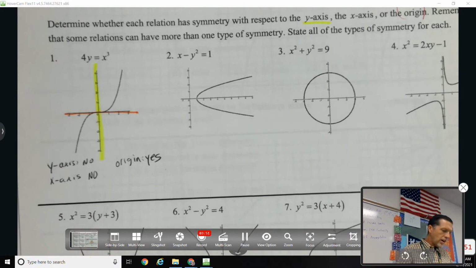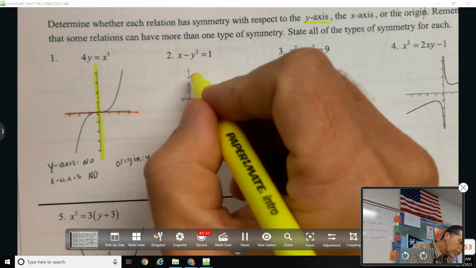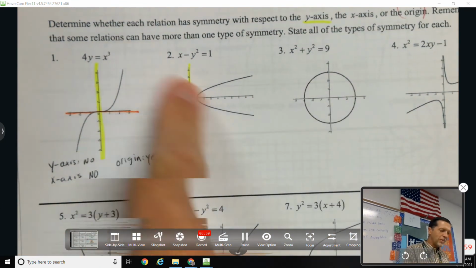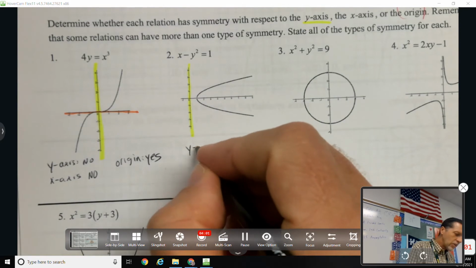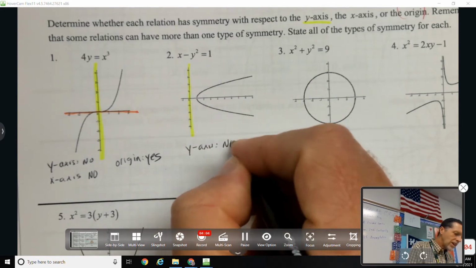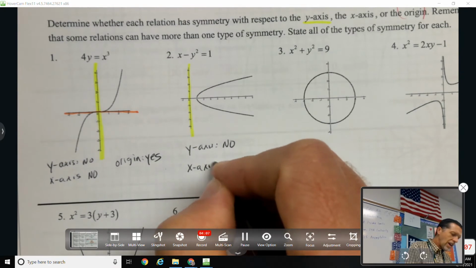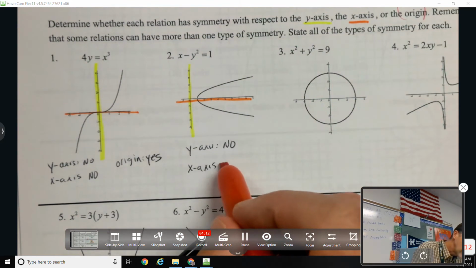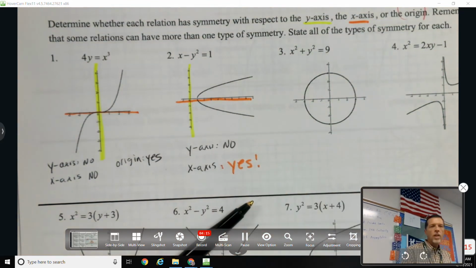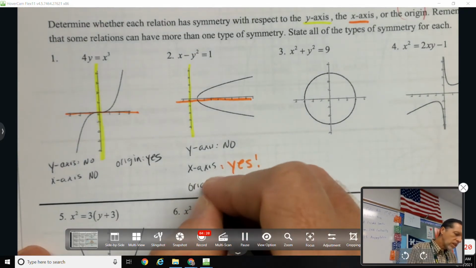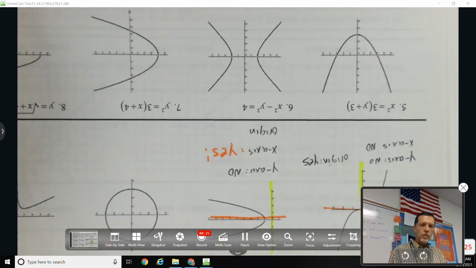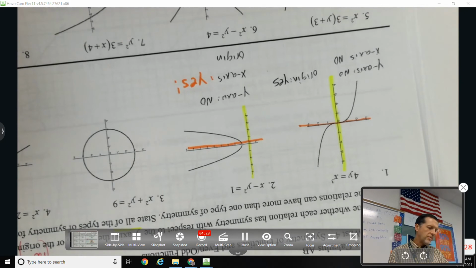All right. Number 2, does it have symmetry with the y-axis? No. If I flip it over there, it'd be over there. Yeah, there's nothing over there. So y-axis is a no. How about the x-axis? Yes. How about the origin? No. Again, I can rotate mine 180 degrees. It was pointing to the right, now it's pointing to the left, so no on the origin.